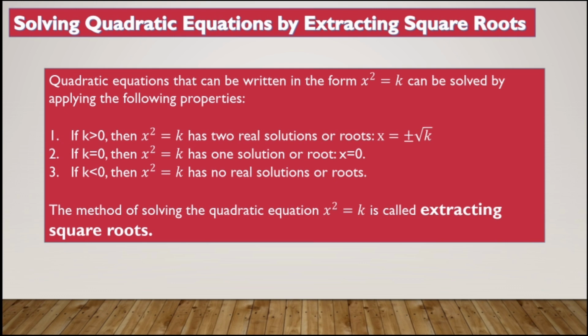Number 1. If k is greater than 0, then x squared is equal to k has two real solutions or roots: x is equal to positive and negative square root of k. If k is equal to 0, then x squared is equal to k has one solution or root, and that is x is equal to 0. If k is less than 0, then x squared is equal to k has no real solutions or roots. The method of solving the quadratic equation x squared is equal to k is called extracting square roots.